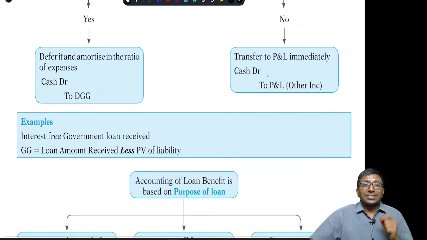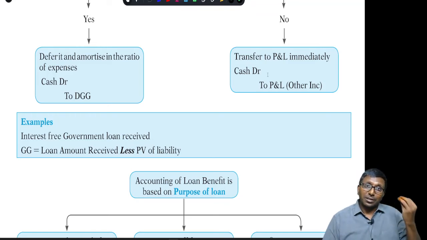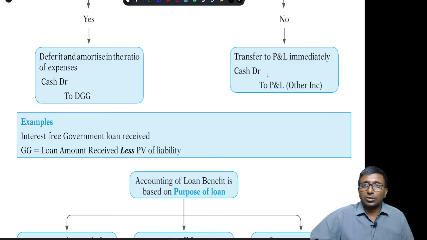And if it is directly related to any expenditure, if it is directly related to expenses, again there are two accounting policy choices. You can directly reduce it from the respective expenditure, or you can show it as a government grant income. Yes, other income, government grant income, you can present it as an income. That is one possibility.